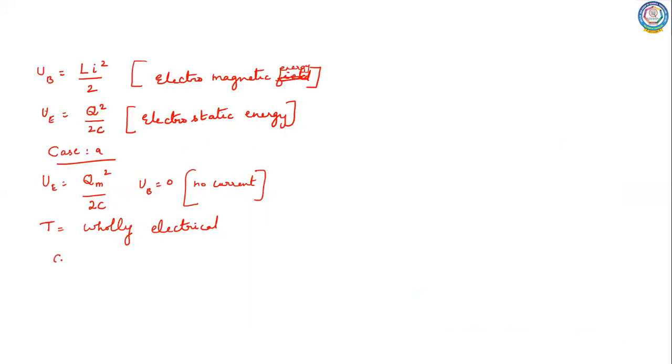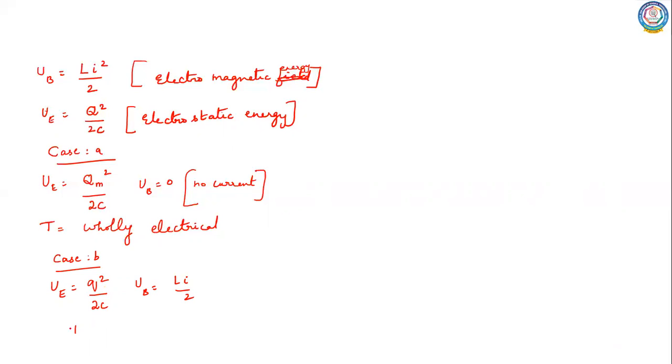So the total energy will be here. So case B: now you have the energy due to the capacitor. In the first case I wrote the charge is maximum, but here I cannot write the charge to be maximum because we know that the charge is decreasing due to the current flow. So it is Q square by 2C, and this time we have magnetic energy which is given as Li square by 2.